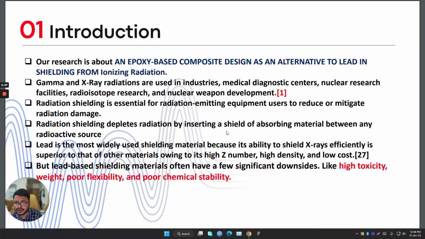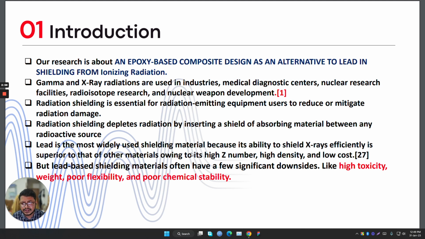And for that reason, we use lead. One question has come to our mind: why do we use lead? Because lead is the most widely used shielding material. Its ability to shield X-ray efficiently is superior to that of other materials, owing to its high Z number, high density, and low cost. But lead-based shielding materials often have a few significant downsides.